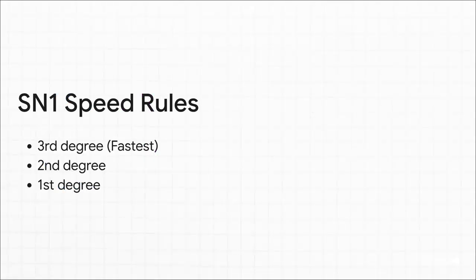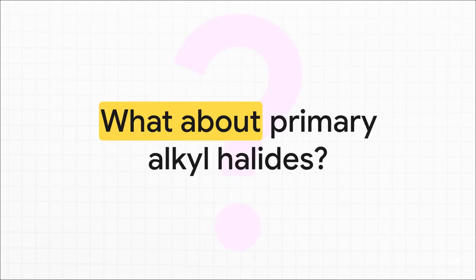Before we move on, let's quickly review the speed limit for this SN1 heist. The structure of the starting carbon totally dictates how fast this two-step process can happen. A third degree, or tertiary carbon, is the absolute fastest at pulling this off. A second degree is a bit slower, and a first degree, or primary carbon, is the absolute slowest at completing an SN1 reaction. Which leads us to a massive plot twist in our microscopic drama.